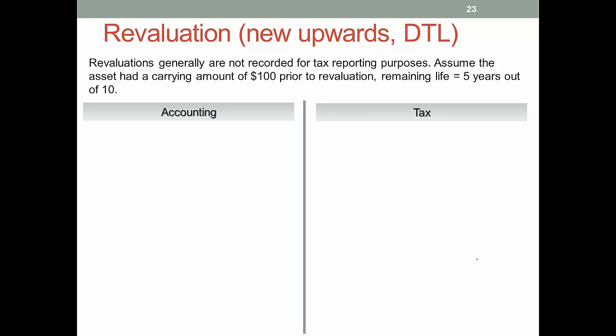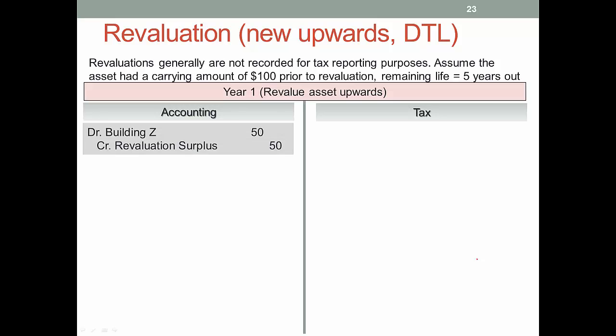So we've already had it for 5 years, so we must have bought it for $200 if we're depreciating it using straight line. Okay, so let's first have a look at accounting. Do the revaluation upwards. Let's say it's a building. So we debit building Z up by 50 and we credit revaluation surplus. For tax, of course, we're not allowed to do a revaluation. So what implication does that have for carrying amount and tax base?